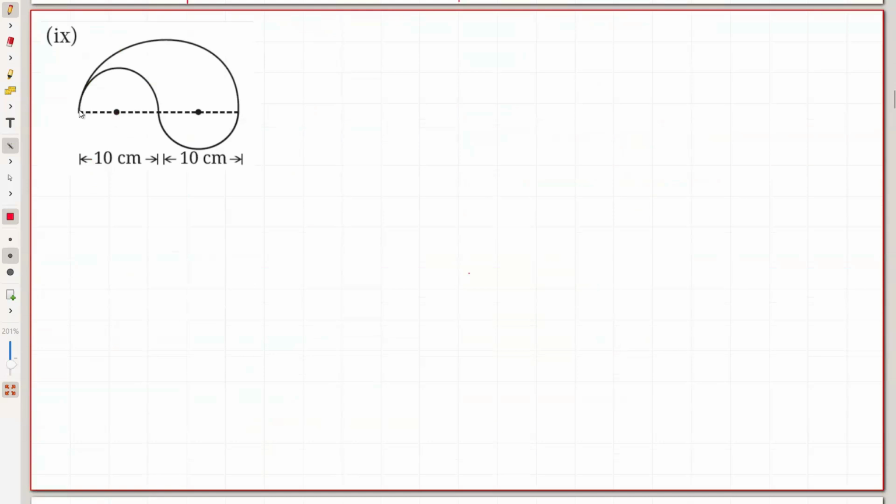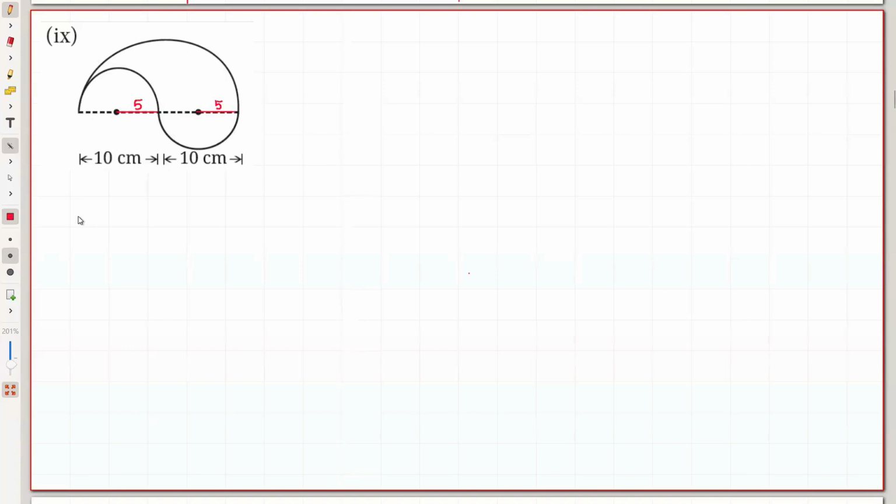So next, the ninth one. Here also we have a small semicircle, another small semicircle, plus one big semicircle. The diameter from here to here is given as 10, so the radius will be 5. This also has radius 5. For the big semicircle, the total distance is 20, so half of 20 is 10. The radius of the big semicircle will be 10.